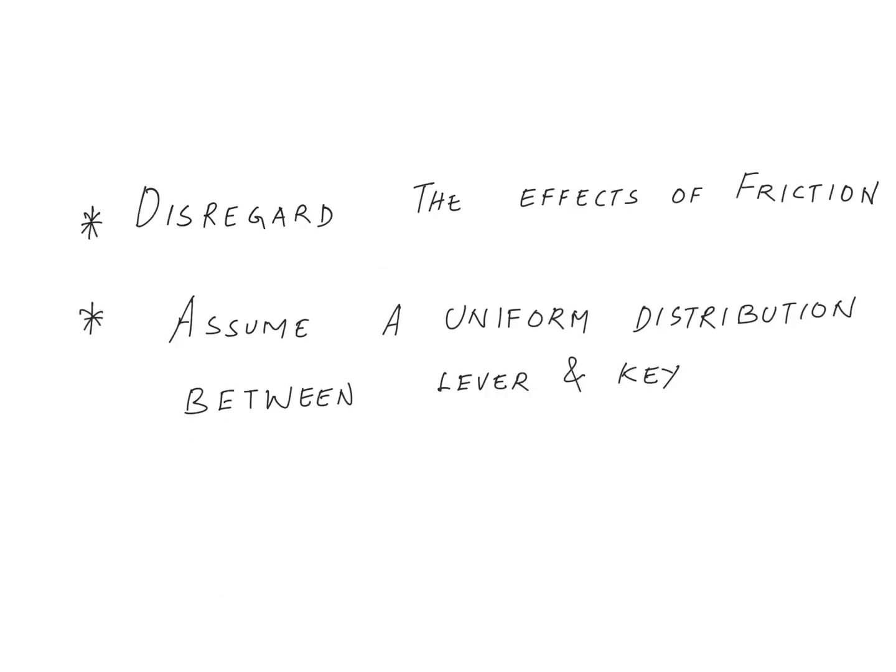Similar to any other problem, the first step is to bring in assumptions. The skill of an engineer lies in how effectively he brings in the assumptions to the problem he is solving. The assumptions here are to disregard the effects of friction and assume a uniform distribution, in the sense of uniform force distribution, between the lever and key.